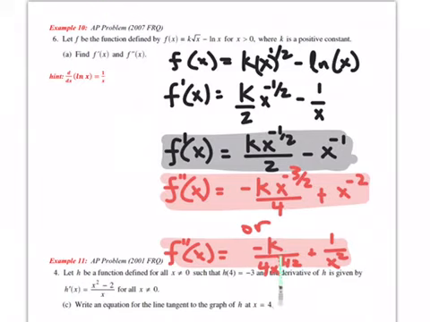Therefore, I could rewrite with positive exponents in the following way. That would be the first derivative and the second derivative. Since this is free response, either of these would be acceptable. If it was multiple choice, I'd look for either or.